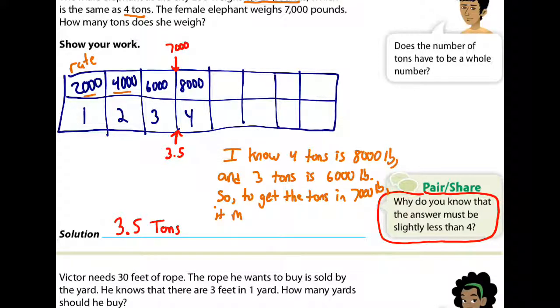it must be slightly less than 4 tons. Because think about it. 3 tons is too low, because remember, that goes down to 6,000. We only have to go down to 7,000. 4 tons is 8,000. That's too high. So it's got to be a little bit less than 4, because if you go all the way down to 3, you're going to go too far.